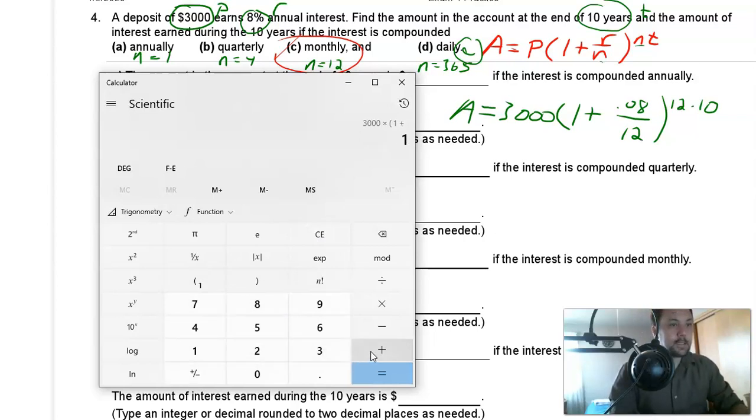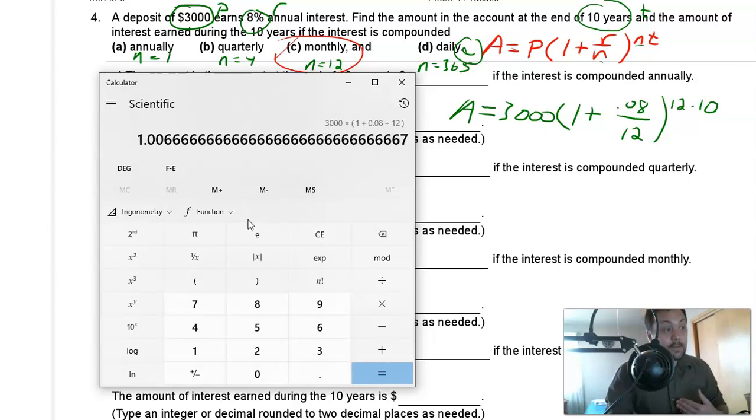1 plus 0.08. So remember, when you plug in your value for r, you need to convert it to decimal form, over 12, and then close the parentheses. Now, the calculation it just performed is the part inside the parentheses. It has not multiplied it by 3,000 yet. And that's good because we don't want it to, because the next thing we want to do is raise it to the power of 12 times 10. So the way order of operations works is you do parentheses first. Then you do exponents. Then you multiply by 3,000.